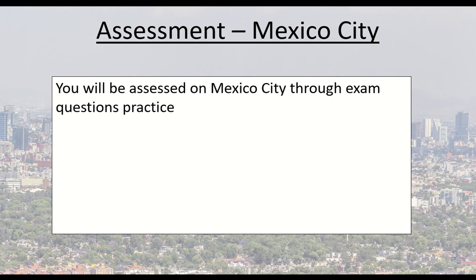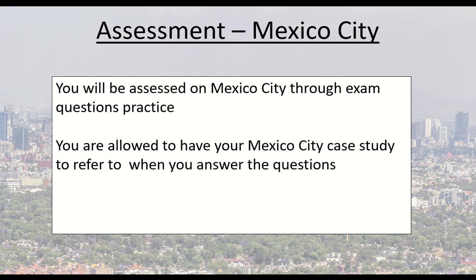So I'm going to give you exam question practice. Again, we hate exam questions, but as we're all going to be assessed through exam questions, it makes sense to practice them. You are going to be allowed to use your notes and your Mexico City case study notes to refer to, because what I want you to do is pinpoint where it's going to be useful for your revision. So if your project is not very good, then you might find it hard to answer the questions.